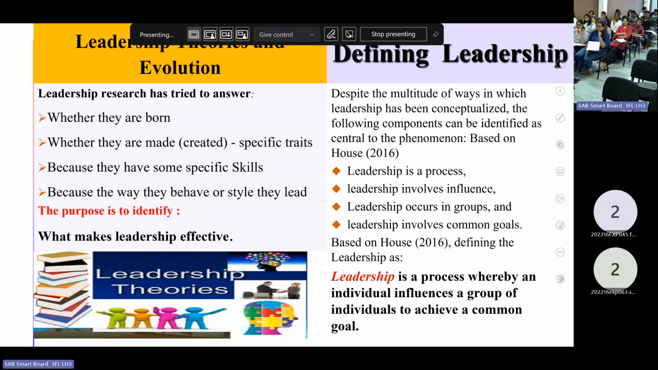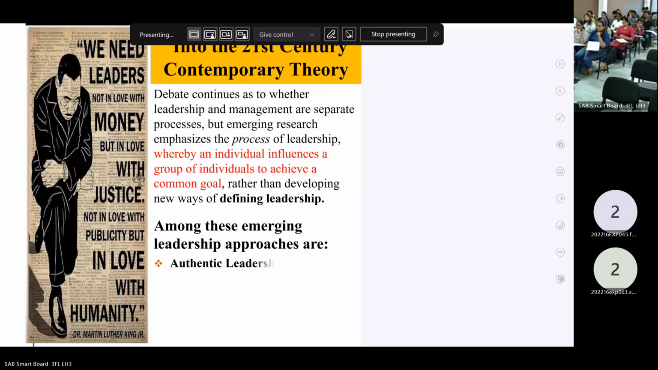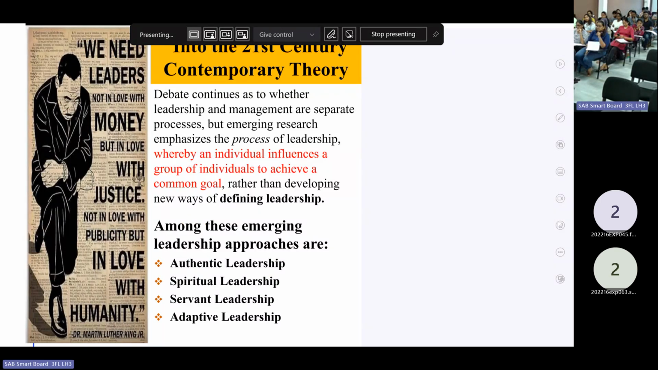So based on that, he defined leadership as a process whereby an individual influences a group of individuals to achieve a common goal. So this was the objective of the researchers. So many research over a century, and somewhere around 2005 or 6, he would have come out with a definition based on all the research. So based on the debate, the debate continues and all these things.